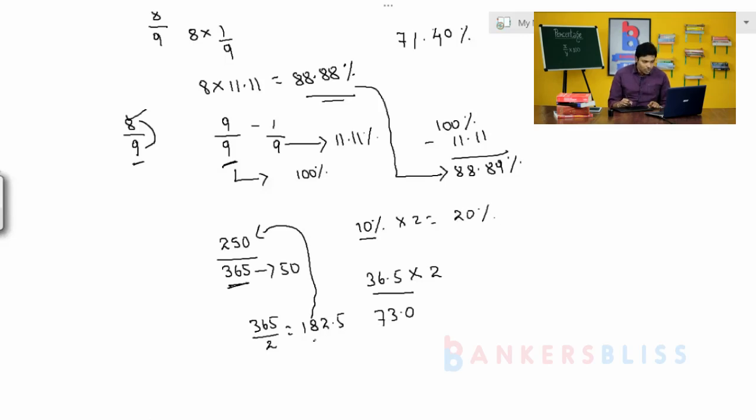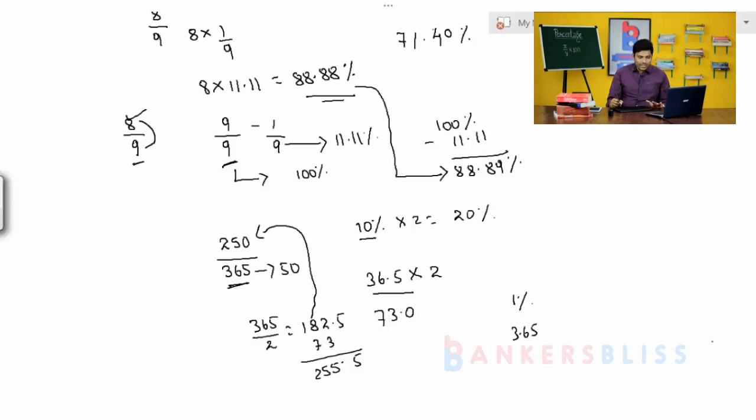So altogether, how much are you going to get? 182.5 plus 73 gives 255 you got. But you should get 250. Next, what do you have to do? You take 1%, that is 3.65. You subtract 1% and you check. If you get the answer, then fine. Otherwise, you subtract 1 more percent. So this is the methodology. If you practice this methodology, definitely you can save a lot of time.